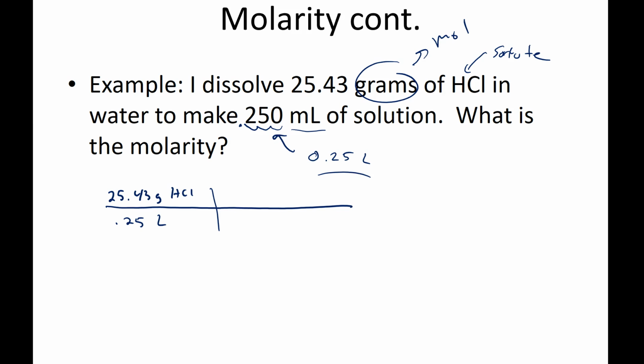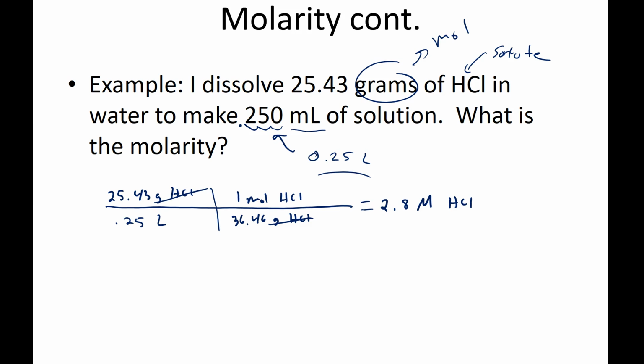If you use your periodic table, you find that the mass of one hydrogen and one chlorine added together is 36.46 grams of HCl and 1 mole HCl. And then we can do a little cross canceling of units there. Now I go 25.43 divided by 0.25 divided by 36.46, and I should get 2.8 molar HCl. Remember the symbol for molarity is a capital M. And that's how we do a molarity calculation.